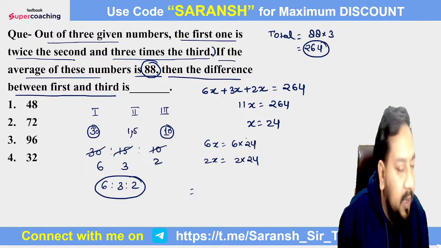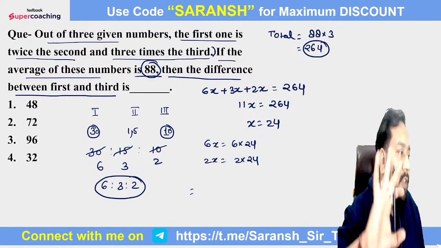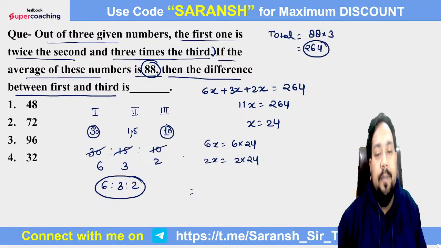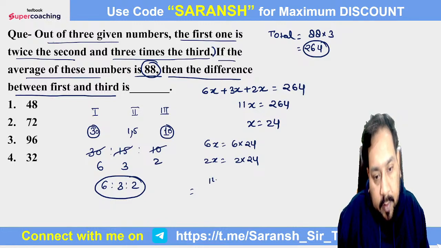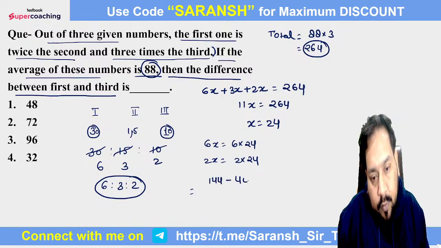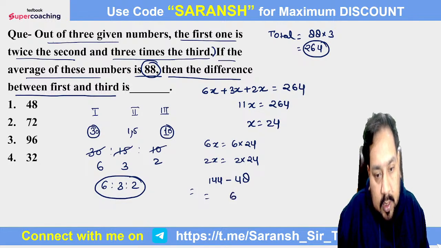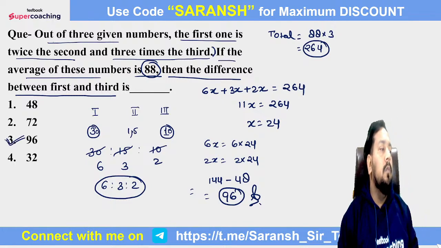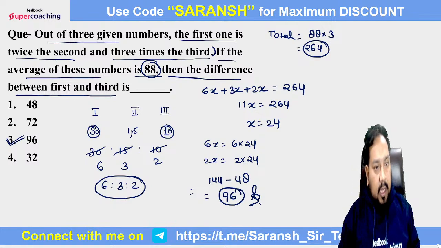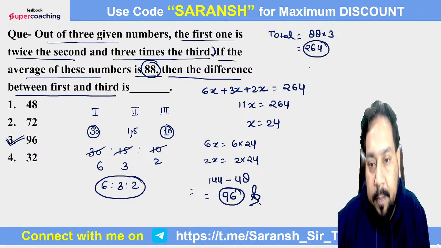I can solve it in my head, but I want to teach you the basics first, then I will tell you. Okay, that will be 6 twos are 12 and 6 fours are 24. That will be 144 minus 48, and that is 96. 96 is your answer.